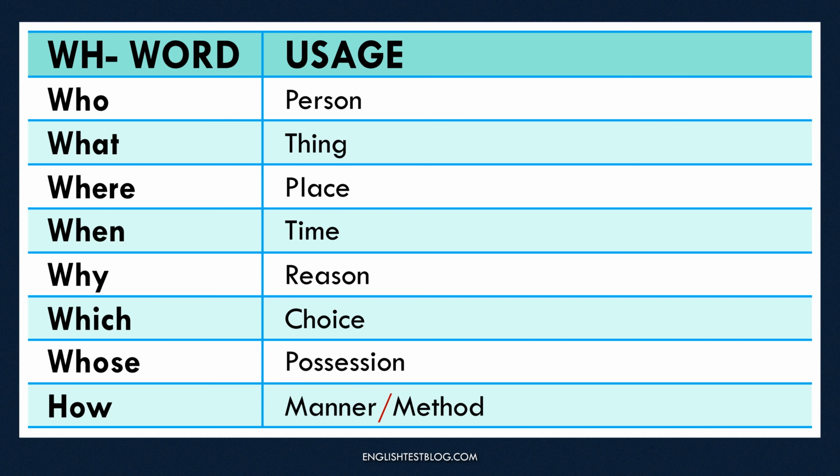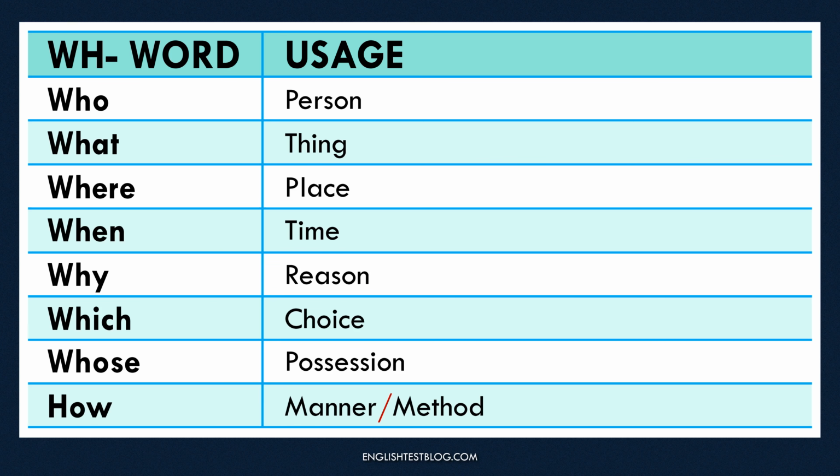Each of these question words helps us gather specific details. What is used to ask about things, where helps us ask about places, and so on. Now that we know the meaning, let's see how we can use them in sentences. In this part, we'll learn how to use these WH questions to form sentences.